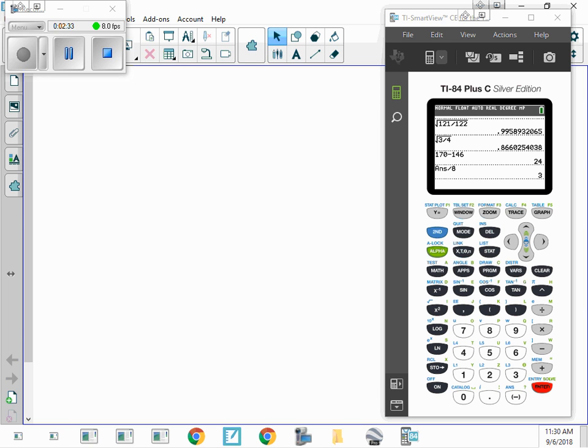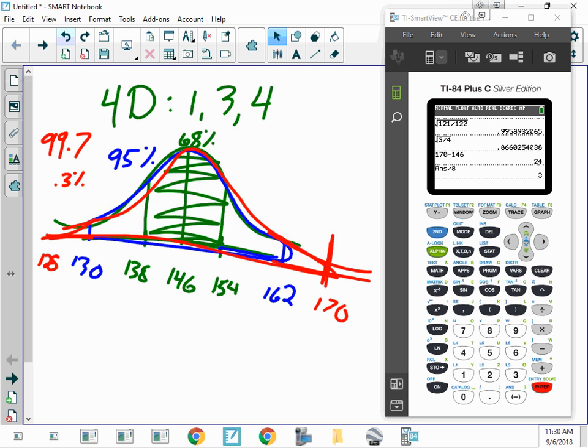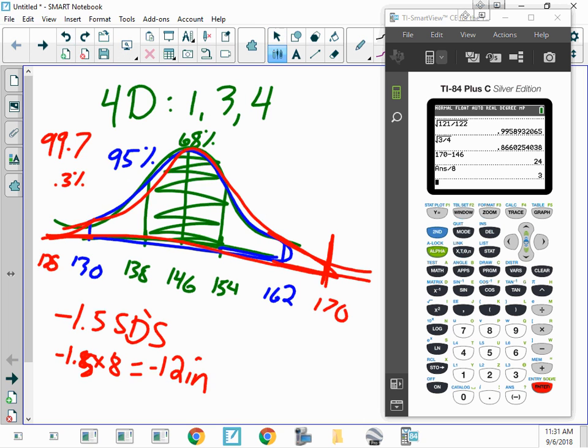A boy was 1.5 SDs below average height. How tall was he? So he was minus 1.5 SDs. How big is an SD? 8. So how much shorter was he than average? So negative 1.5 times 8, that's a 5, is minus 12 inches. So where would he land in this scale? 134. 146 minus 12 is 134.